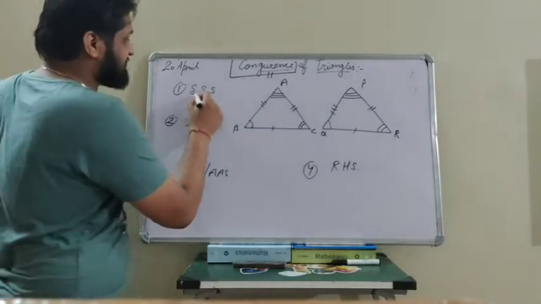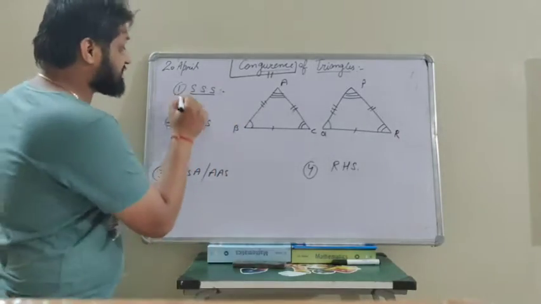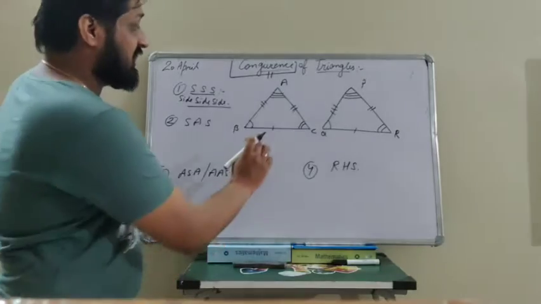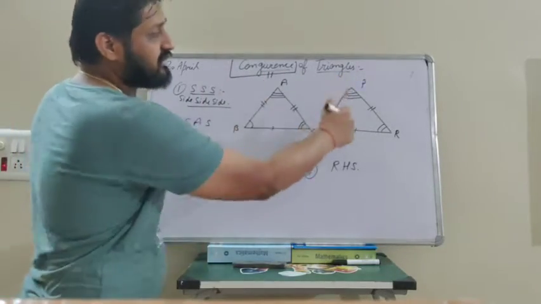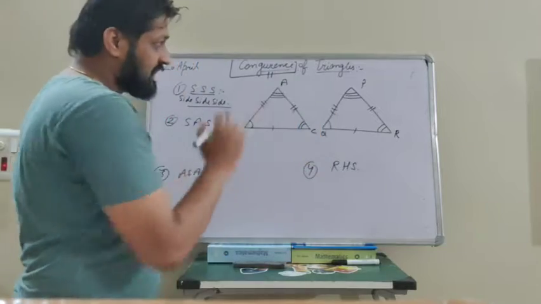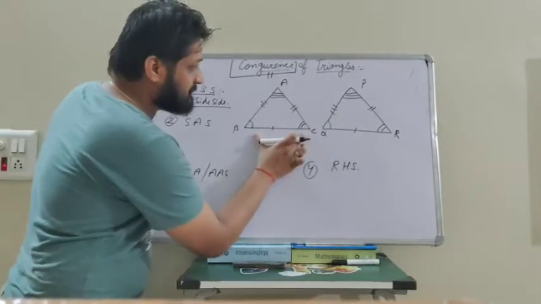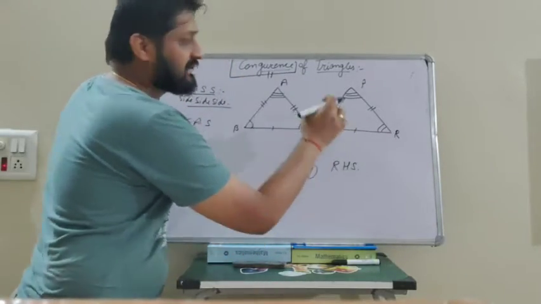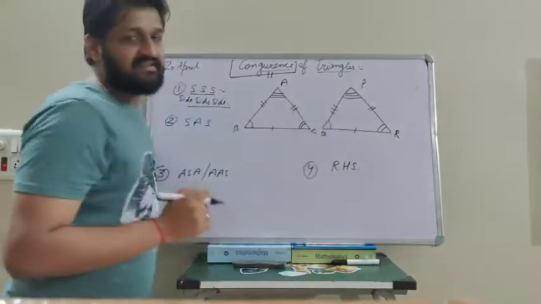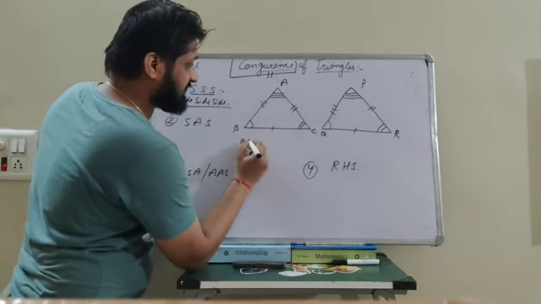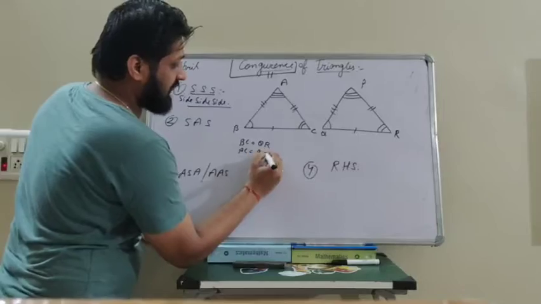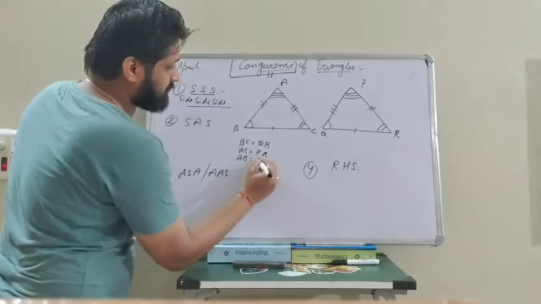Okay, first is SSS. What is SSS? SSS is side and side and side. What does that mean? Let's suppose we have taken two triangles, triangle ABC and triangle PQR, as it is clear to you. Now, in this, we can see that BC is equal to QR because one dash is there, AC is equal to PR, two dashes are there, and AB is equal to PQ as three dashes are there. What it means is that BC is equal to QR, second AC is equal to PR, and third AB is equal to PQ.